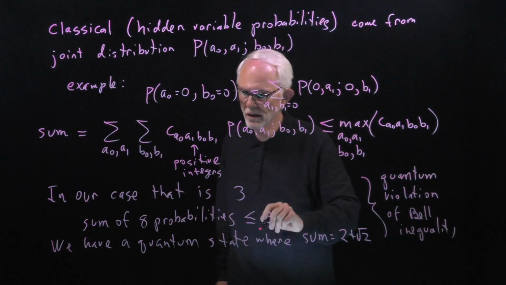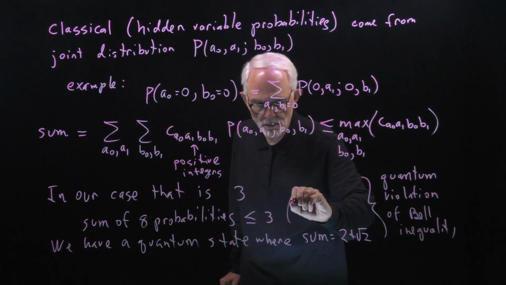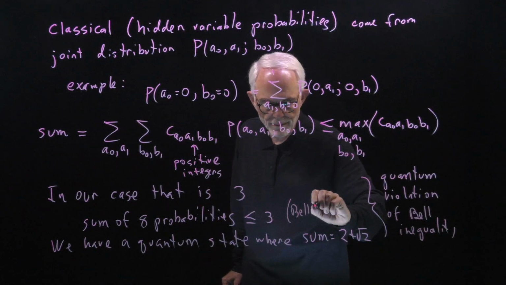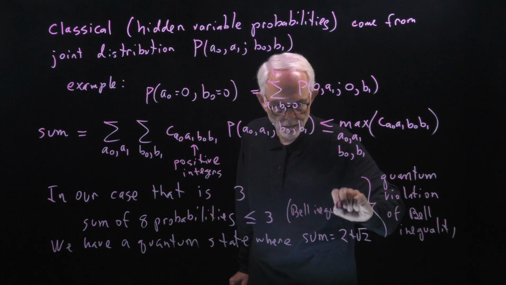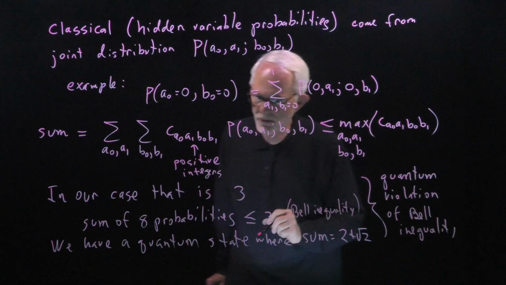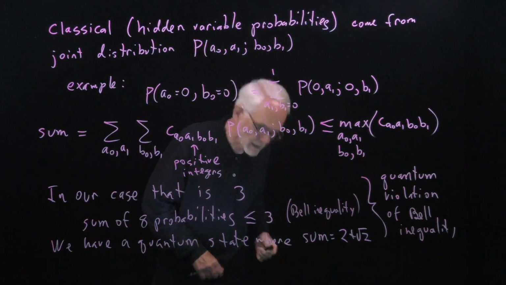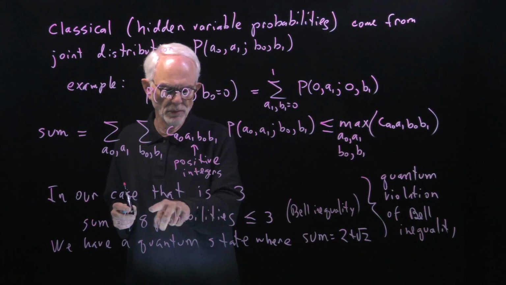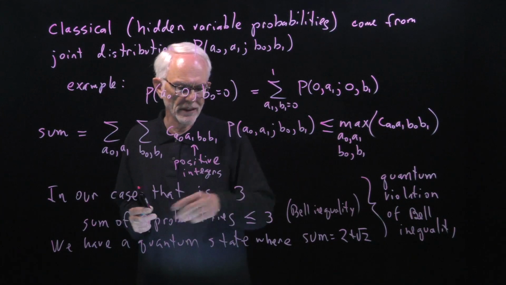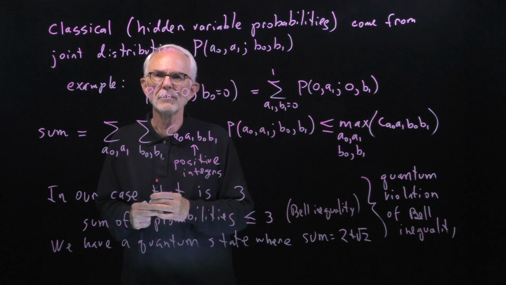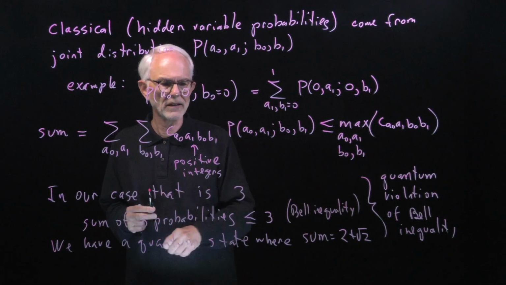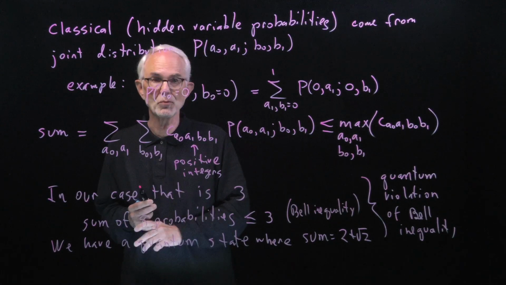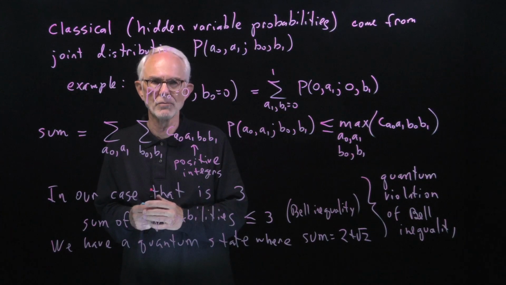And just to be clear, this is in fact the Bell inequality. According to local hidden variables, the sum of those 8 probabilities has got to be less than or equal to 3. And what quantum mechanics tells us is that it in fact can be as big as 2 plus square root of 2. So we have a violation of the Bell inequality.